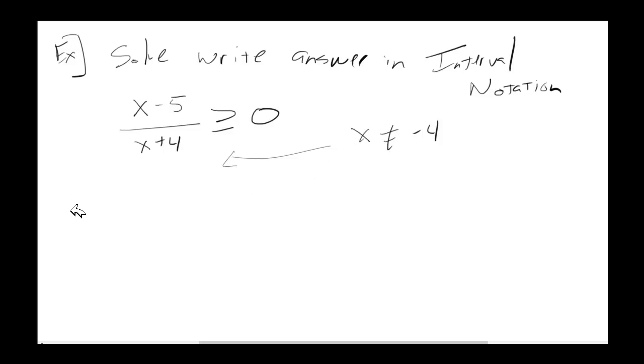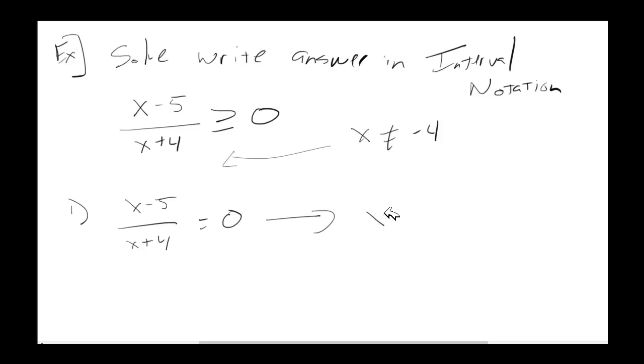And now I'm going to follow the same steps. So first I'm going to set it equal, and I'm going to solve x minus 5 over x plus 4 equals 0. And here, remember, this is like a fraction. So when are fractions equal to 0? Fractions are equal to 0 when the top is equal to 0 and the bottom is not.